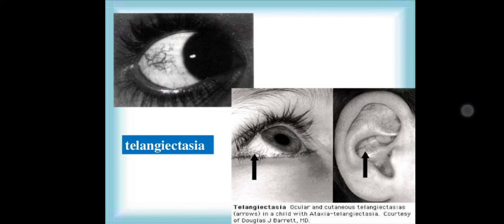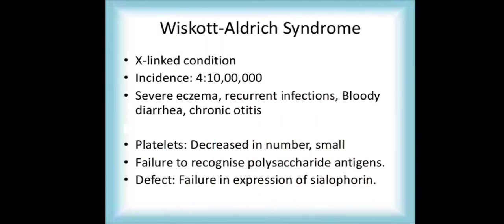Wiskott-Aldrich syndrome, X-linked condition. Severe eczema, recurrent infection, blood-stained diarrhea, chronic otitis. So the specific feature of Wiskott-Aldrich is small platelets, and they will be reduced in number as well.